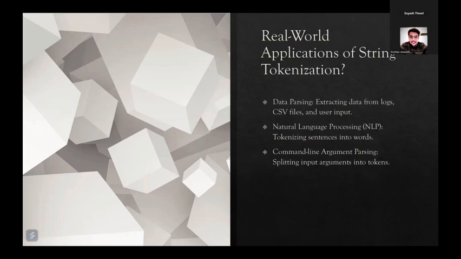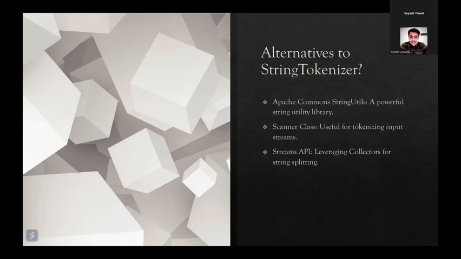Now, what are the real world applications of string tokenization? The first is data parsing, that is extracting data from logs, CSV files, and user input. The second, and the most important part related to the tokenizer, is NLP, natural language processing, tokenizing sentences into words. The third is command line argument parsing, that is splitting input arguments into tokens.